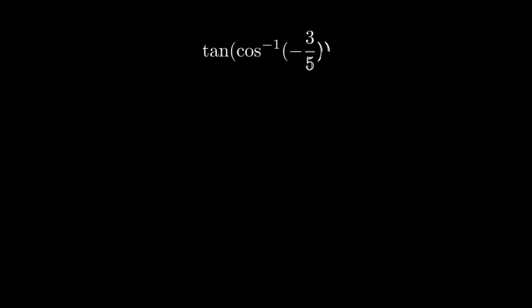Welcome! Today we'll solve a challenging trigonometry problem, calculating the tangent of the inverse cosine of negative 3/5. Let's solve this step by step. First, let's make this easier to understand by letting theta equal cosine inverse of negative 3/5. This means that cosine of theta equals negative 3/5.